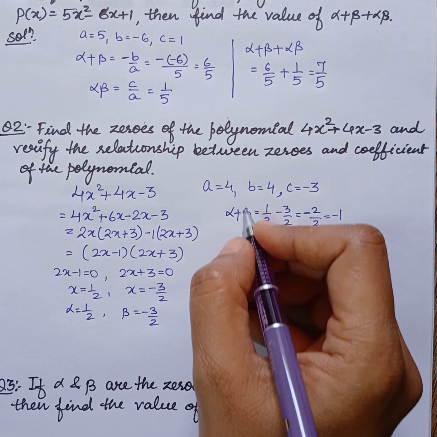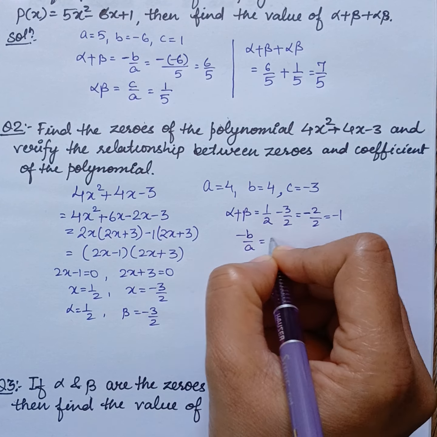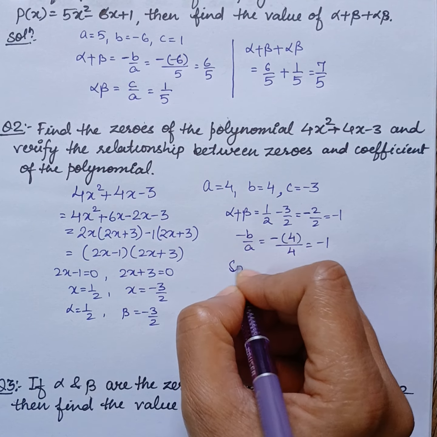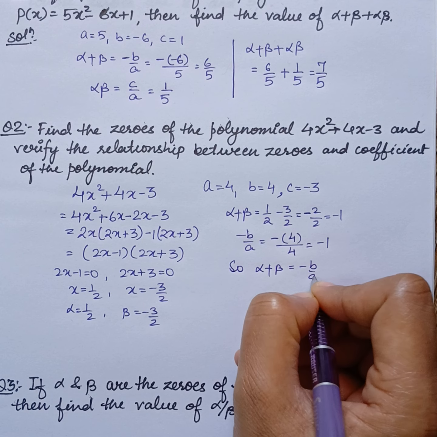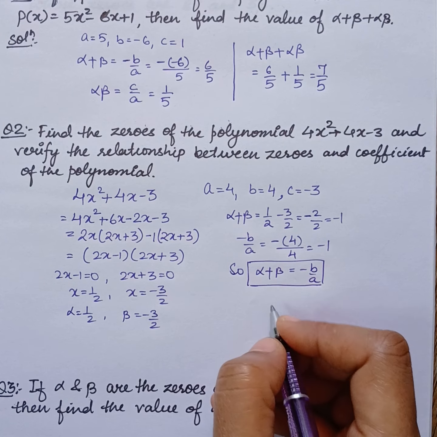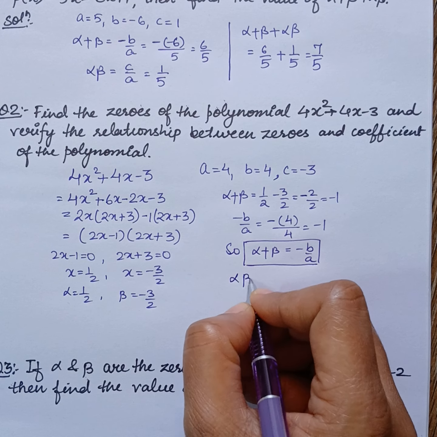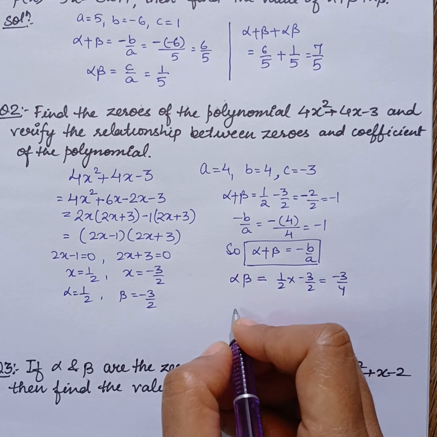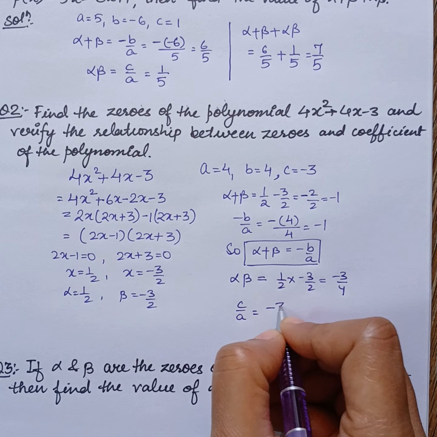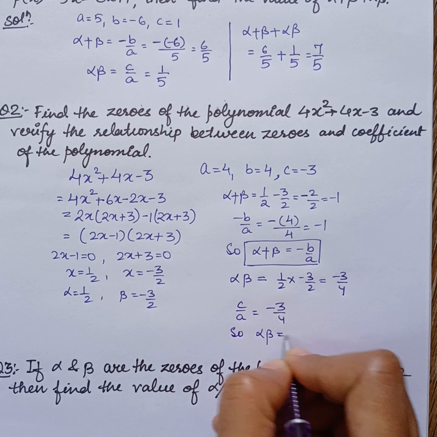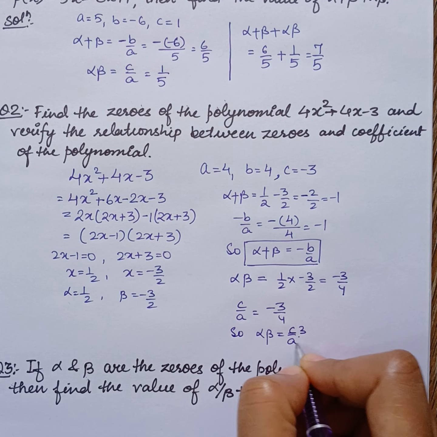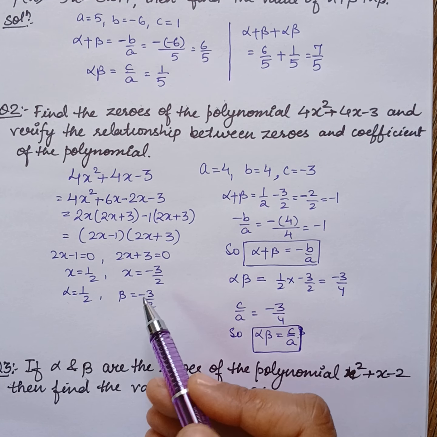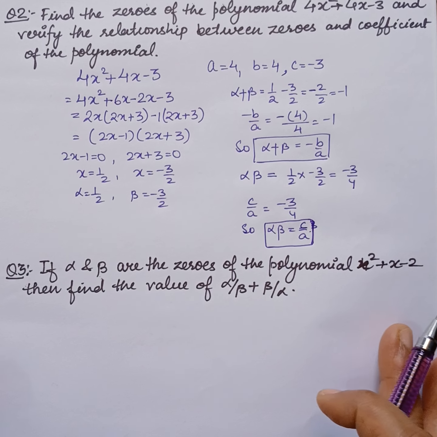Now I will find −b/a. −b is −4, a is again 4. So we have got alpha + beta equal to −b/a. Now we will find alpha into beta. For alpha into beta we have 1/2 into −3/2, which is equal to −3/4. Now what is c/a? c/a is again −3/4. So we have alpha into beta equal to c/a. So we have verified the relationship between the zeros and the coefficients of the polynomial.